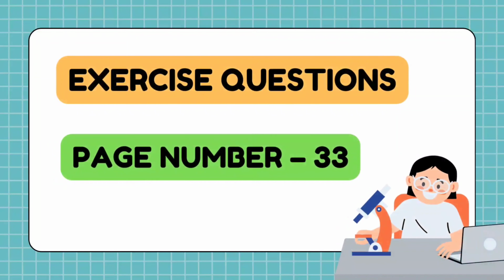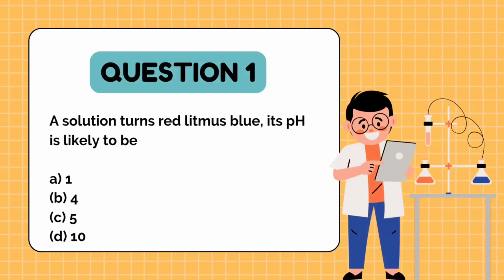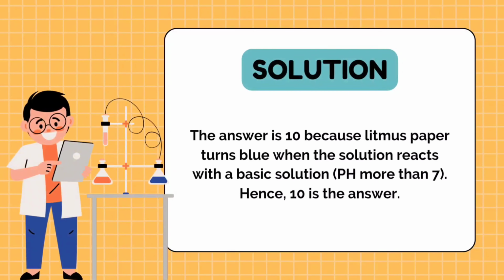Exercise questions, page number 33. Question 1. A solution turns red litmus blue. Its pH is likely to be A. 1, B. 4, C. 5, D. 10. Solution. The answer is 10 because litmus paper turns blue when the solution is basic, with pH more than 7. Hence, 10 is the answer.